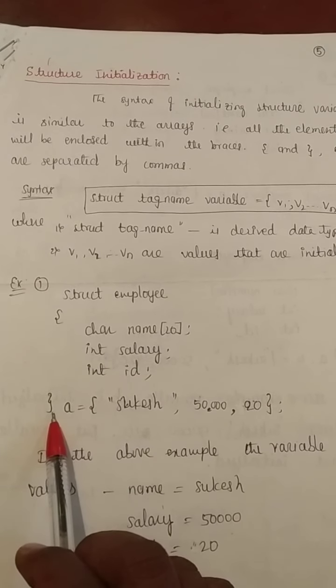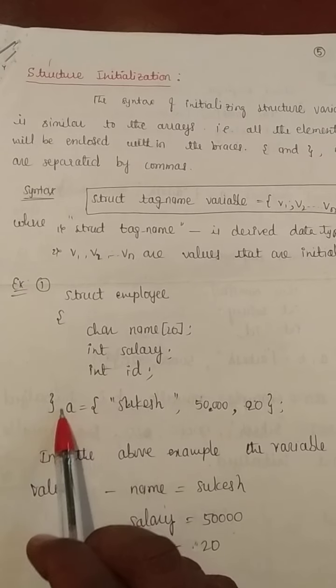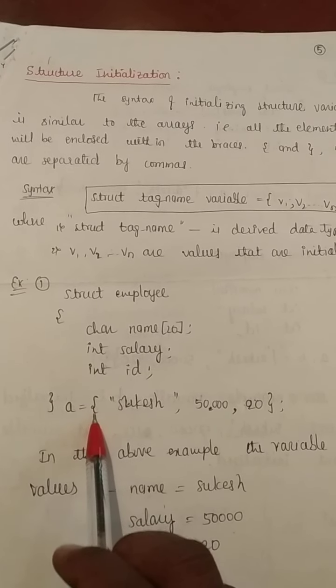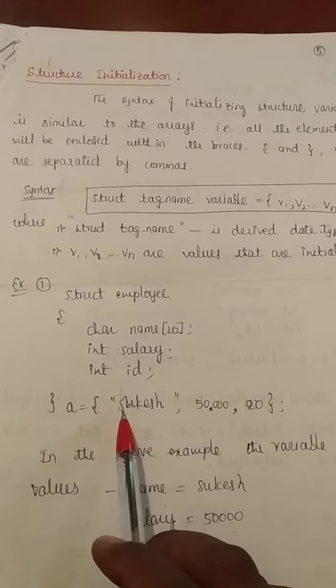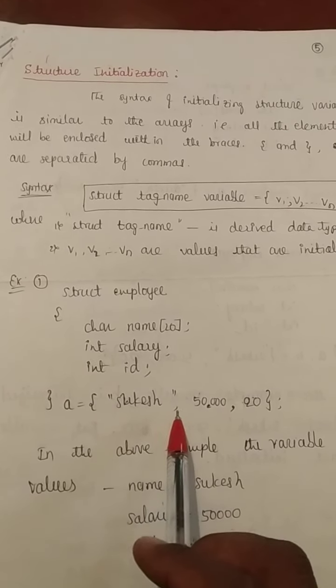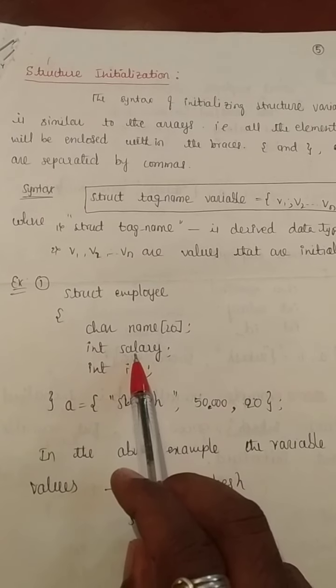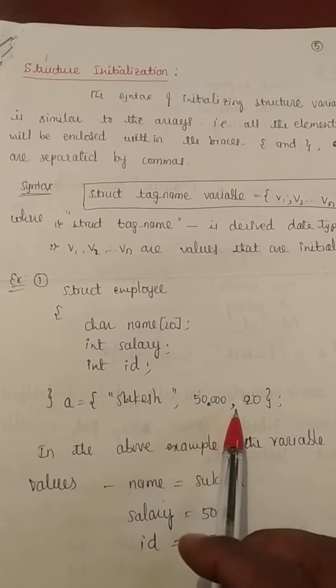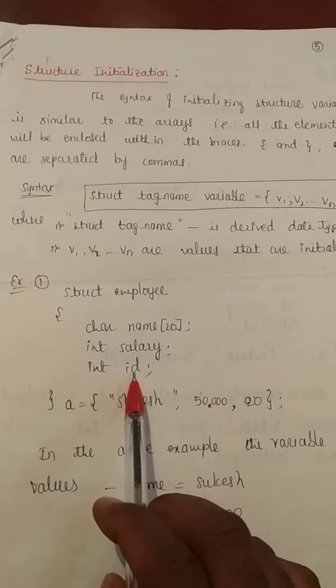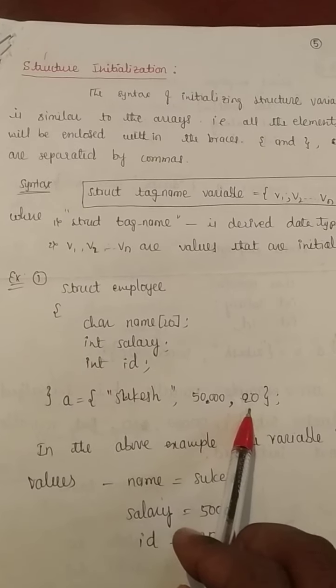Then after the flower brace I am declaring one structure variable called A is equal to, first the name, so that should be a string. So Sukesh I am writing here with double quotes, then comma. After that the salary I have to put. So 50,000 without a comma. Then comma. ID is 20.